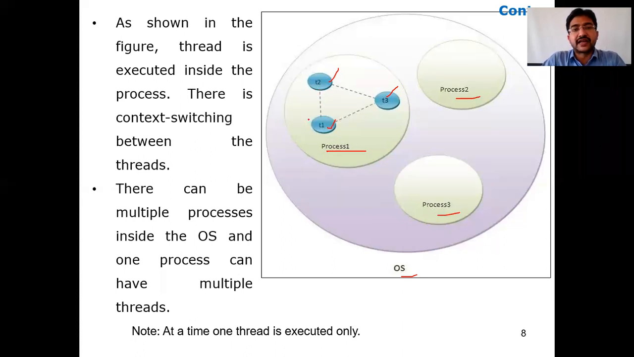So all the tasks like editing, formatting the text, say this process is a text editor. Under that, formatting is one thread, printing is another thread, and another task is another thread. To perform each action, we require one thread. Like this, we can do it. So as shown in the figure, a thread is executing inside the process. There is context switching between the threads. Context switching in the sense means what?